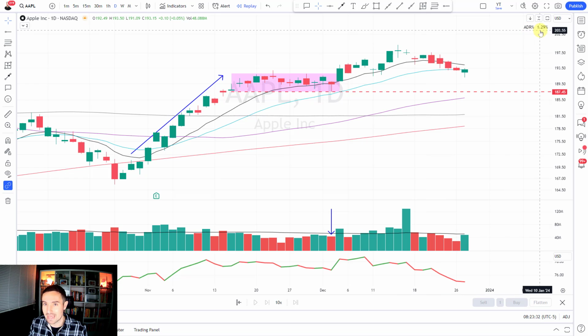But look at the 20-day ADR. It's only 1.29%. To me, it doesn't make any sense having a stop loss of like even 3%. It's twice that of the ADR. It's bonkers. It doesn't make any sense.